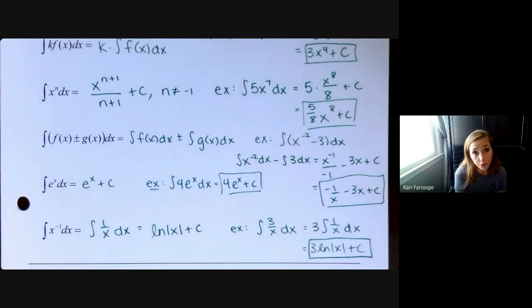So those are all your rules for integration that I have for you today. Now we're going to go through a bunch of examples of how to use these rules, and then we'll talk about some differential equations, which is super exciting.